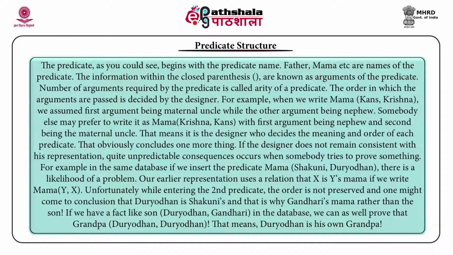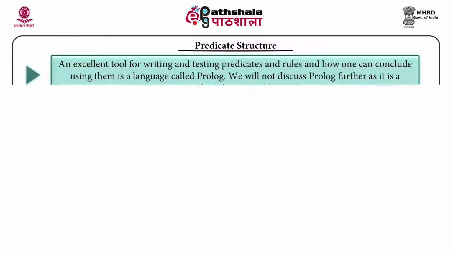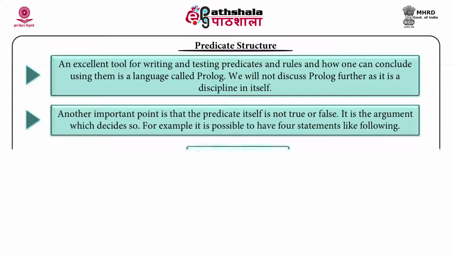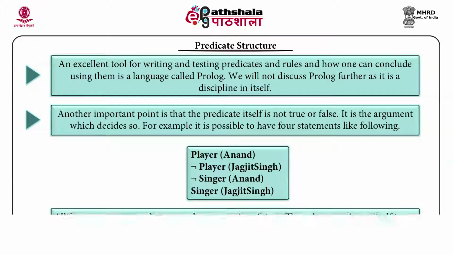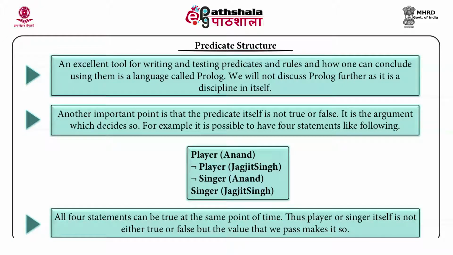For example, if I say man X or cricketer X, it is neither true nor false. If I say cricketer Sachin, it is true. Cricketer Jagdish Singh, it is false. So, cricketer has nothing to do with truthfulness or falsehood. It is the argument which decides the truthfulness of that particular predicate.